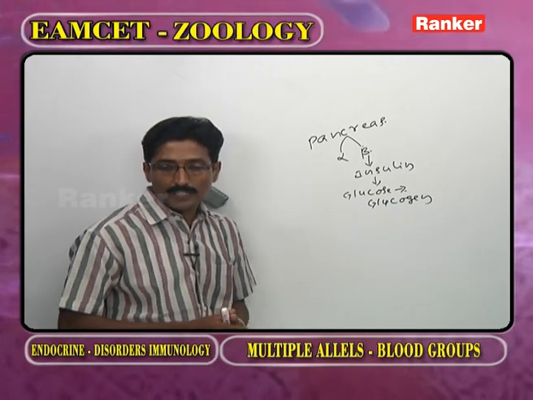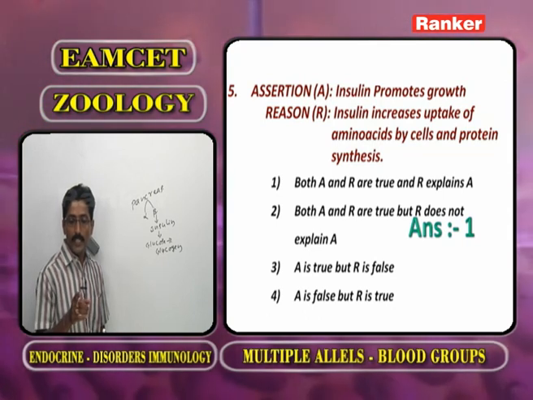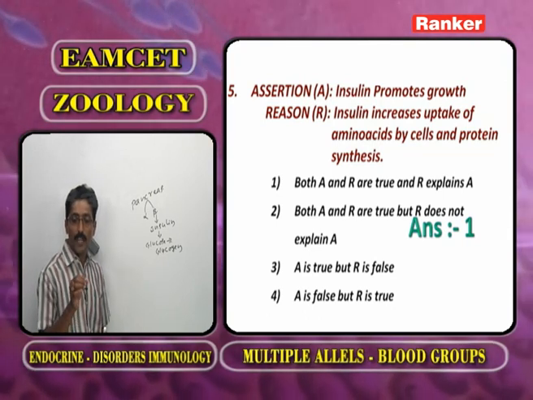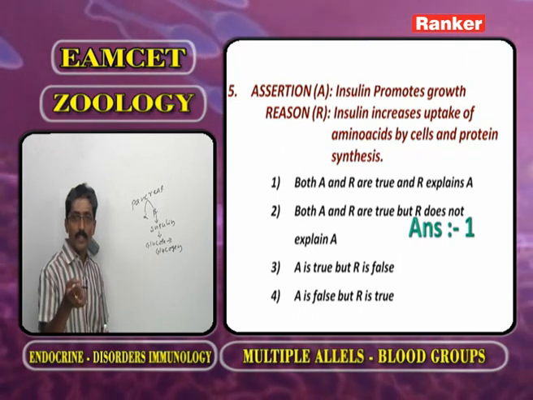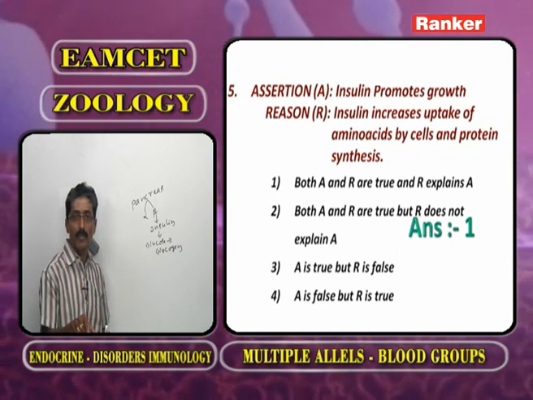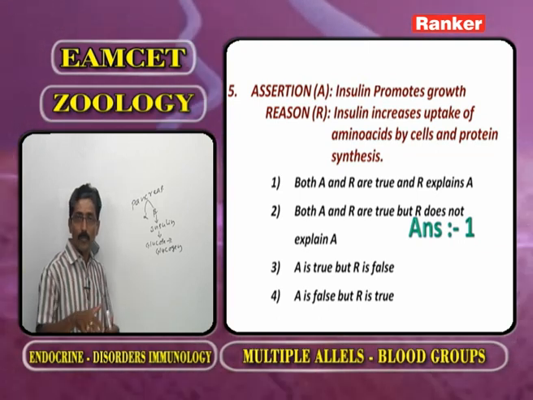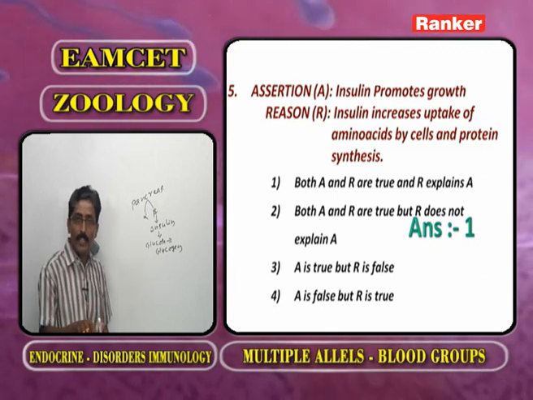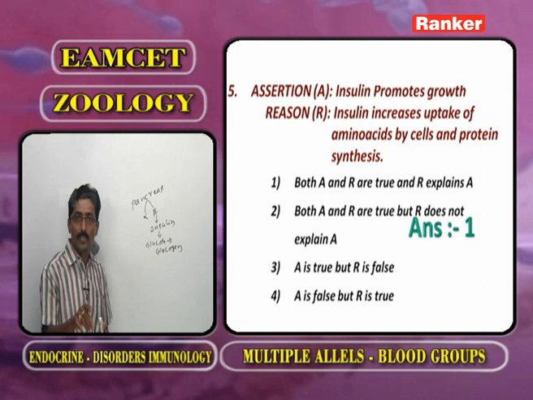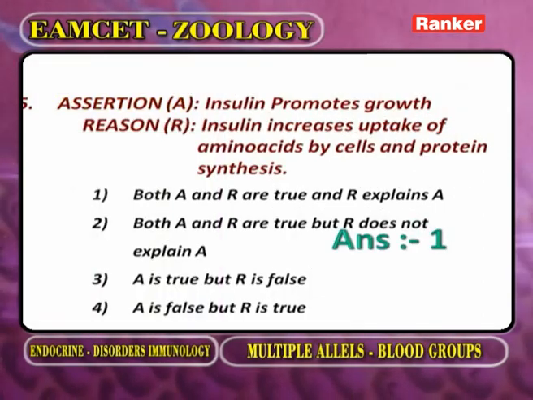Now you have to observe, insulin promotes growth because it increases the uptake of amino acids by the cells and protein synthesis. Proteins are made by amino acids. Proteins are building block materials, so automatically the body exhibits growth. Indirectly, insulin is responsible for the growth. So both are correct, and the reason explains the assertion A. Next question.